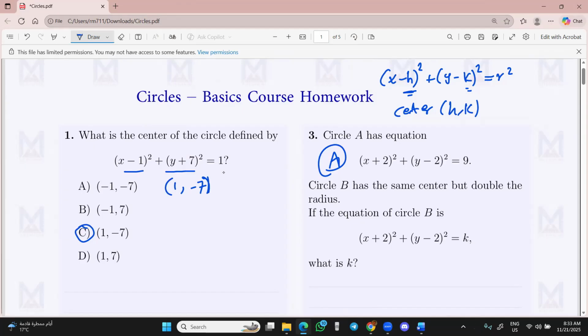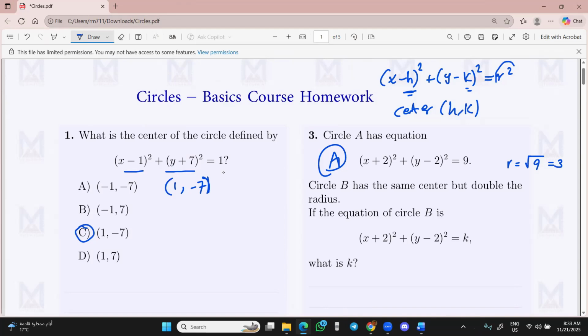And don't underestimate this kind of questions because some people say, okay, the radius will be double this 9, so the k is equal to 18. That's not correct, so be very careful. We have to get the radius first. What is the radius of A? The radius here is equal to the square root of 9, which is equal to 3.